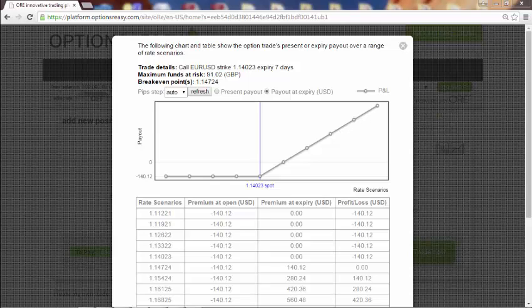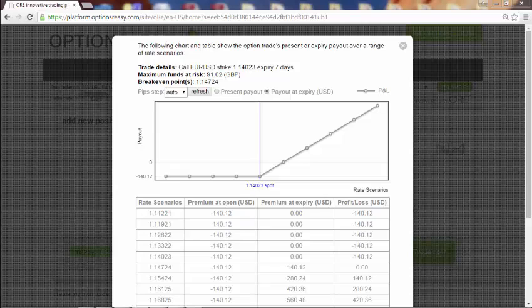But what if you are wrong? What if the market falls? Well, it means that your strike is worse than the market rate. So the option is worthless and does not pay out. In this case, you would lose the premium you paid for the option. That's $140. Now notice how the loss is limited, no matter how low the market goes, and you cannot get stopped out.